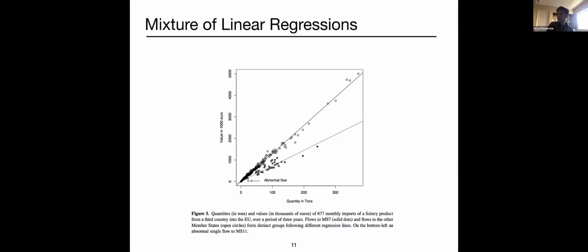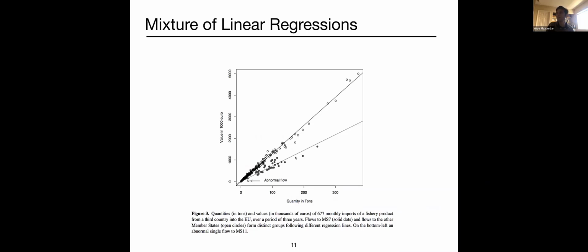So you see, this is the prices of fish, and this is the quantity in tons, and the dots are actually imports to different countries. All of these are being imported into the European Union countries from a third country. And there are clearly 2 lines over here. The solid and dotted lines: these are flows to member state 7, I don't know which state that is, and these are the other EU countries.